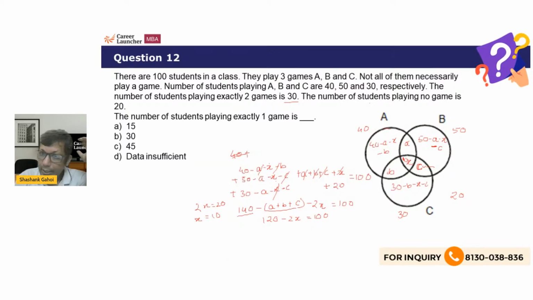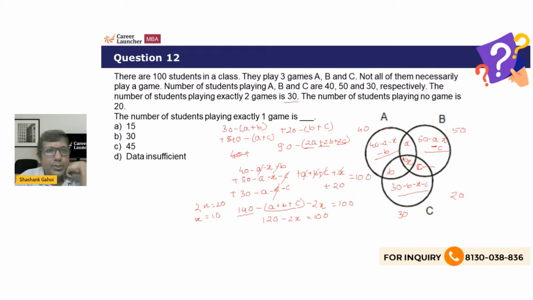This is what I know. Now the question is talking about the number of players playing exactly 1 game. It means I am talking about this region plus this region plus this region. So this region becomes 40 minus 10, that is 30, minus A plus B, plus 40 minus x, which is 10, 40 minus A plus C, plus 30 minus x is 20, 20 minus B plus C. So this whole value becomes 90 minus 2 times A plus 2 times B plus 2 times C. And A plus B plus C comes out to be 20.